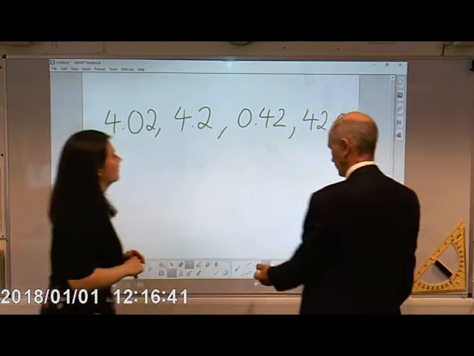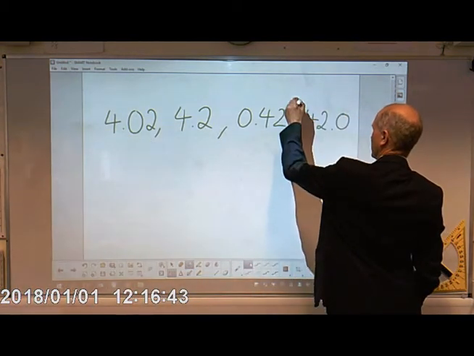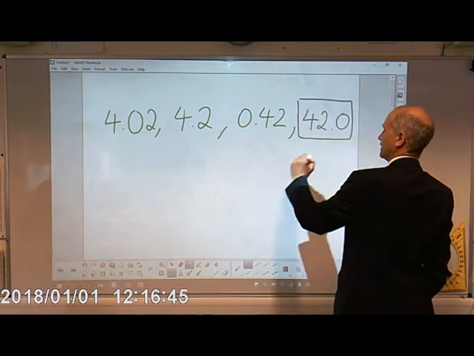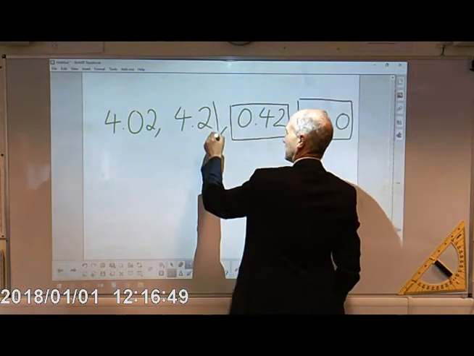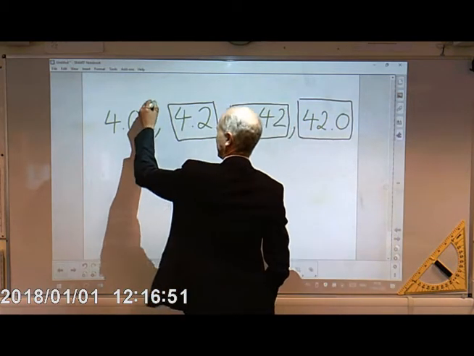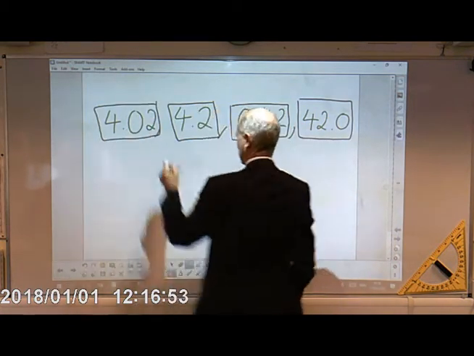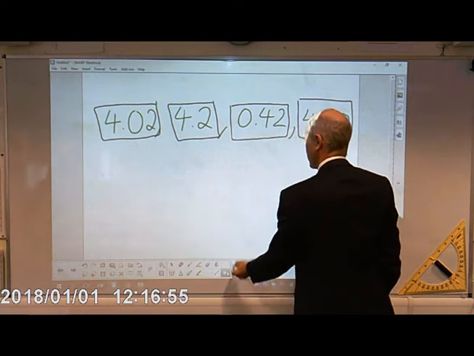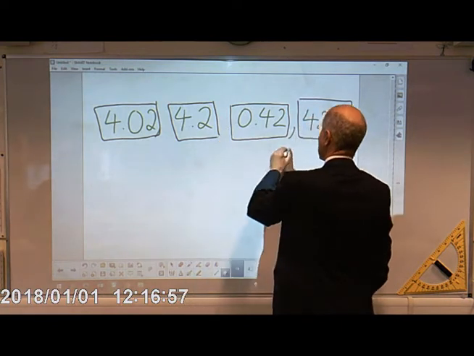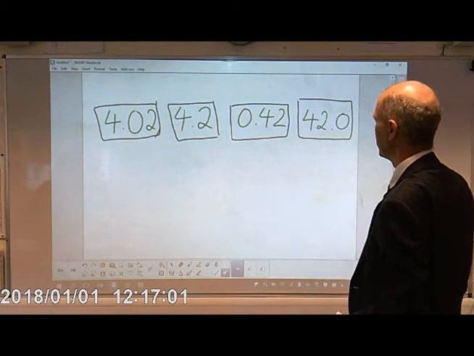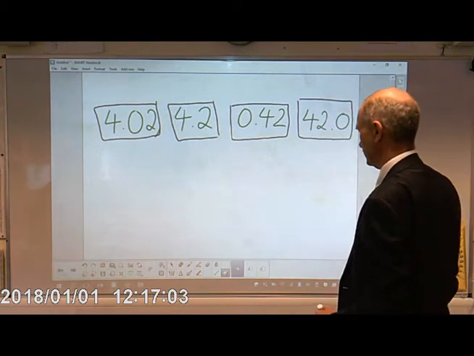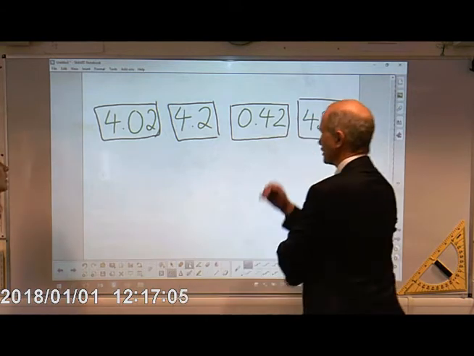Can I draw boxes around them? Yeah. That's a number. That's a number. I don't like commas. Commas can be a bit confusing when you write numbers. Right, so we've got 4 separate numbers. They've all got 4s in them, and 2s. All got 4s and 2s, all looking quite similar, all looking quite confusing.